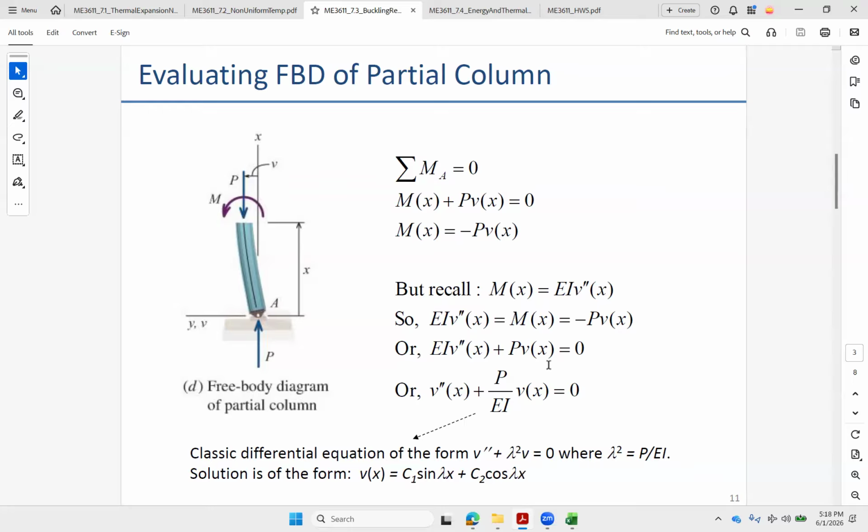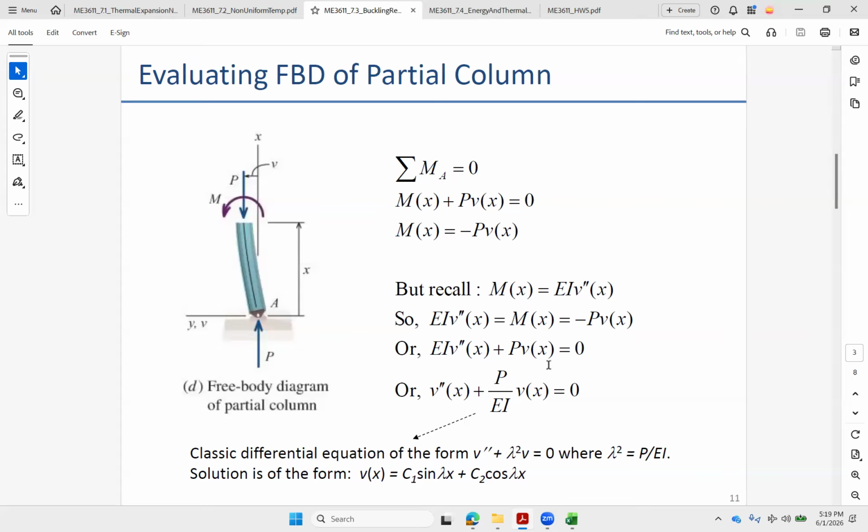And then remember also from our beam chapter, moment equals EI times the second derivative of deflection. So I can put that in for M of X right here. If I put them on the same side, EI V double prime, there's M of X, plus P times V equals 0, right? What we had from our summation of moments, but we're substituting the beam bending theory, EI times the second derivative of V. And if we move the EI down to the bottom, because 0 on this side, we've got V double prime plus P over EI times V of X equal to 0. So we've got a second order differential equation there.